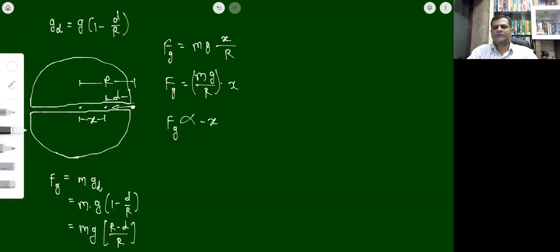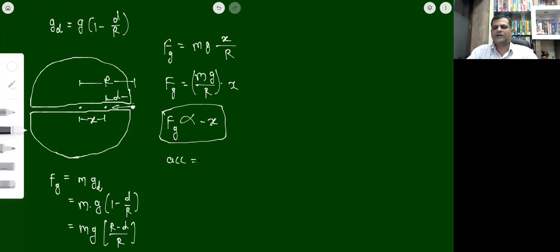तो नेगेटिव साइन यहाँ पे आ जाएगा इसकी वजह से. And since the force is proportional to minus x, it proves that the particle will always perform SHM. तो the motion of this particle or stone dropped along the diameter of the Earth will actually be SHM, and this SHM will have a period which can be found out by using this acceleration.